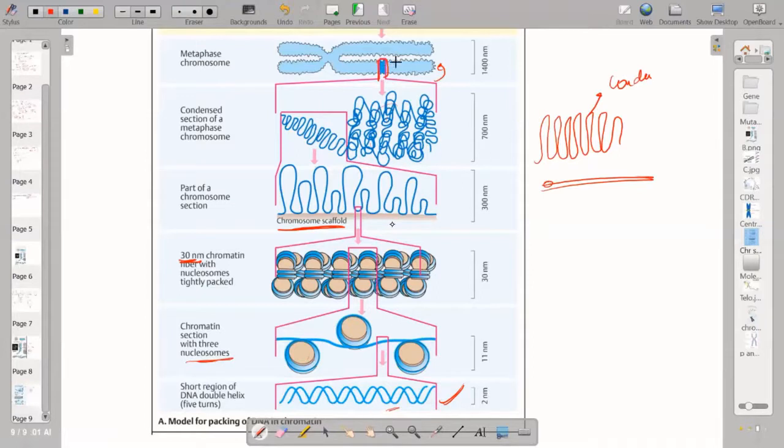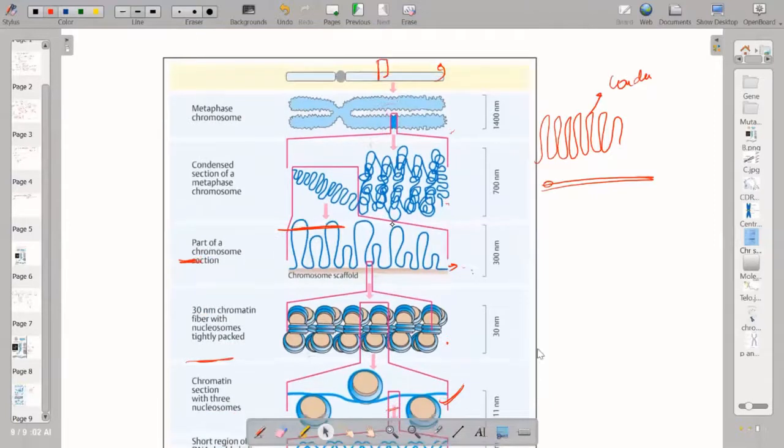So you have DNA wrapped around histone to form nucleosomes. The nucleosomes will form a solenoid structure, which is 30 nanometers in diameter. This is called 30 nanometer fiber. The 30 nanometer fiber will arrange in scaffolds. The scaffolds finally condense to form the metaphase chromosome. Right, so this is how you will generally see a chromosome. A closer look at this chromosome will show you all this now.